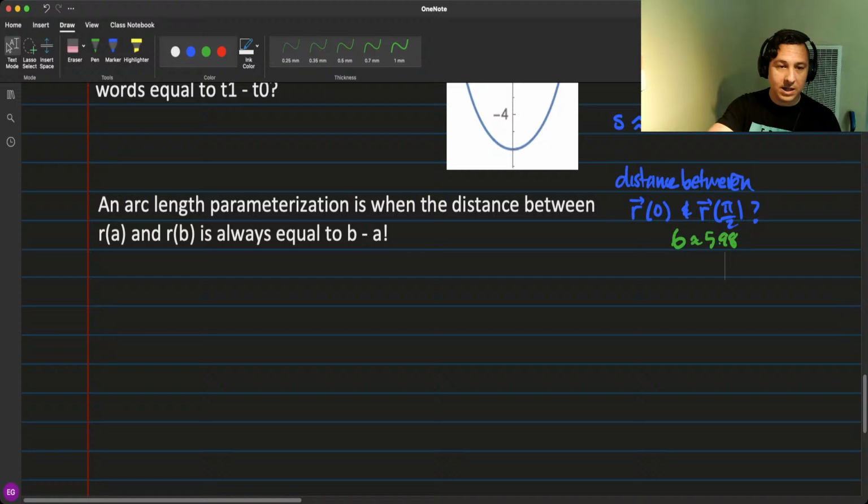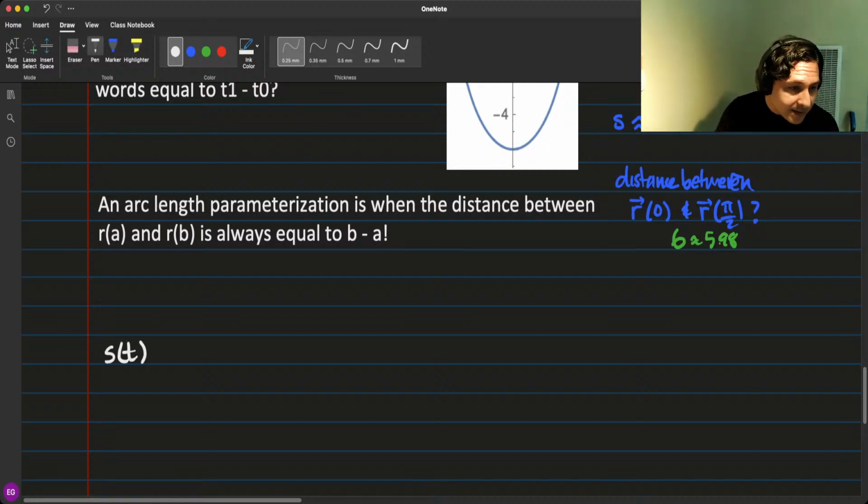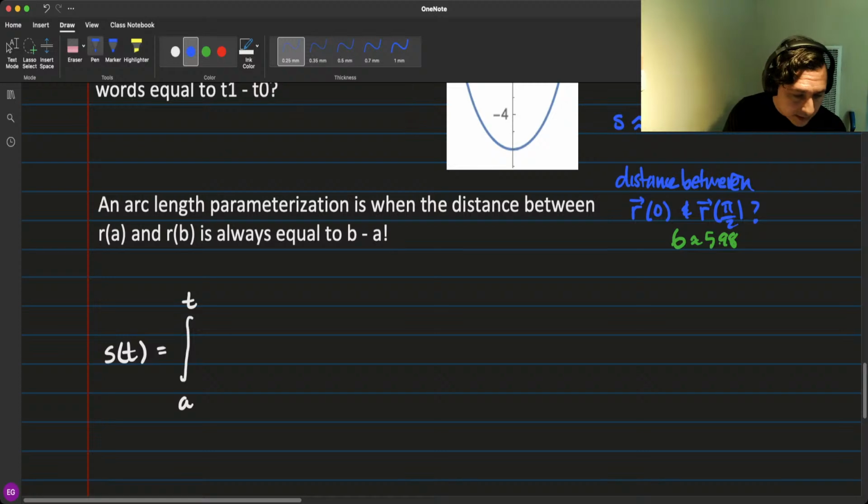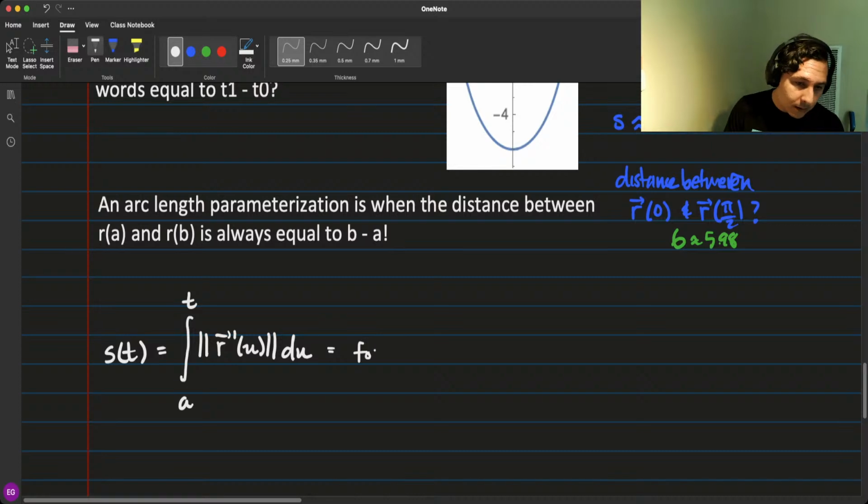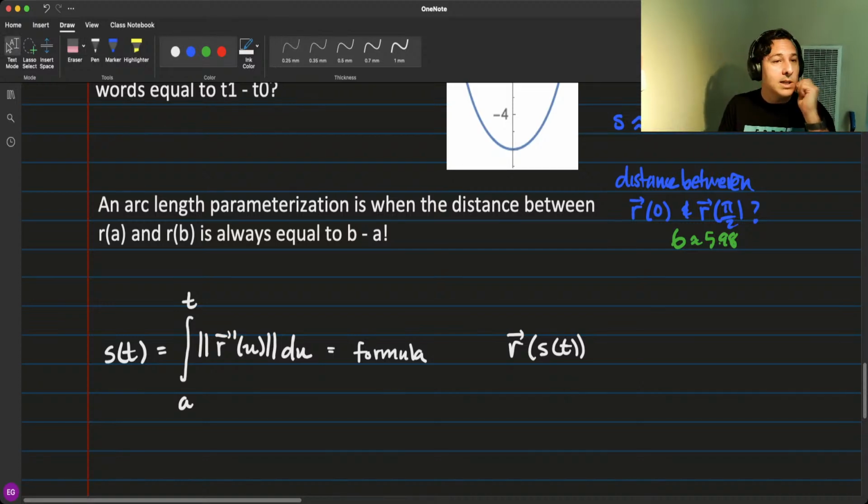Okay, so the way you find an arc length parameterization is you need to calculate s of t, and it's going to be equal to the definite integral from A to t, where A is the starting point of your curve and t is a variable, of the magnitude of r prime of u du. Okay, and that's going to give you some formula. What you're going to do to find your arc length parameterization is take that formula and plug it into your r function. And this will be your arc length parameterization.